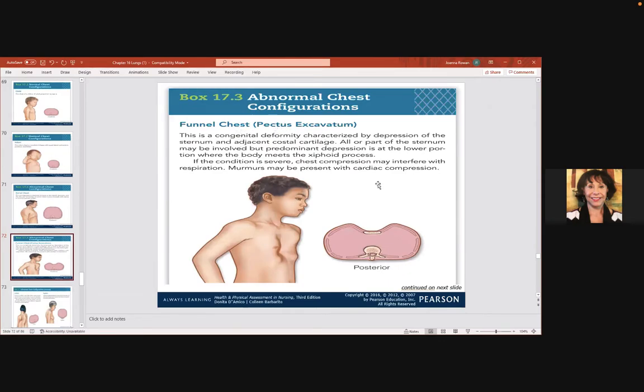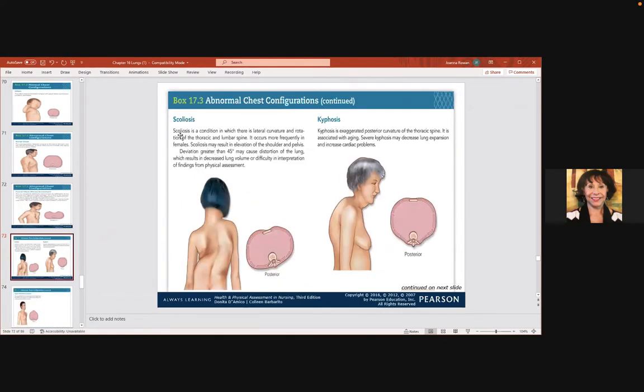Funnel chest, pectus excavatum: nothing on the child or the infant. Now scoliosis, which is a condition in which there is lateral curvature and rotation of the thoracic and lumbar spine. It occurs more frequently in females. Scoliosis may result in elevation of the shoulder and pelvis. Deviation greater than 45 degrees may cause distortion of the lung, which results in decreased lung volume or difficulty in interpretation of findings from physical assessment.